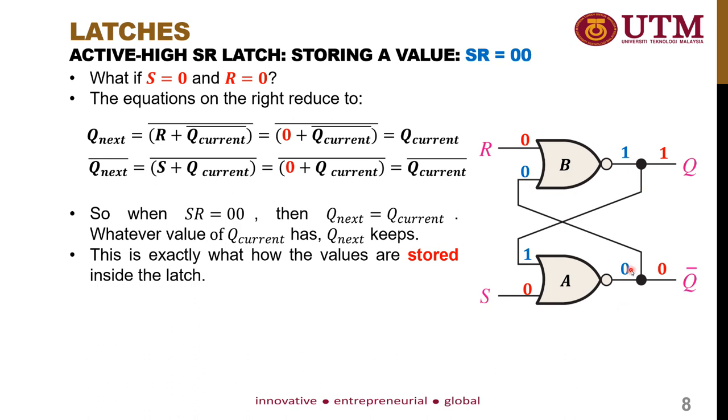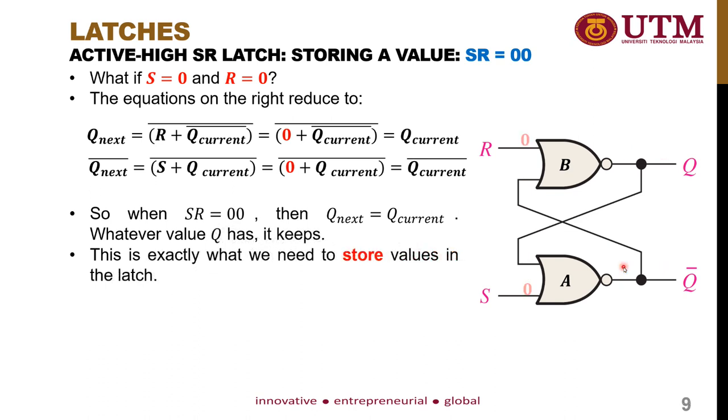But what about if the current value of Q equals 0 and the current value of Q bar equals 1? Does it store the value when we set S equals 0 and R equals 0? Let's take a look. As usual, we need to set the value of S and R equal to 0. And this time, Q equals 0 and Q bar equals 1, which are the current values of Q and Q bar.